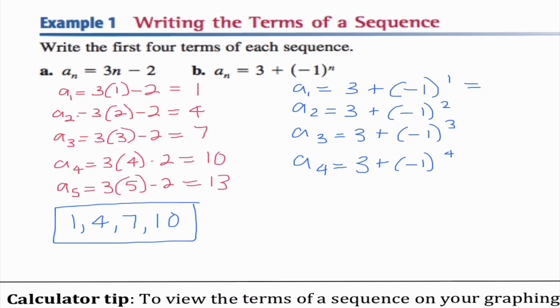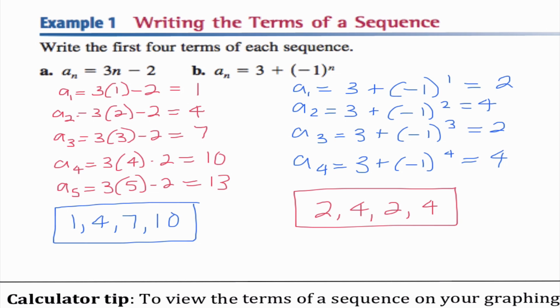So 3 plus negative 1 is 2. 3 plus 1 is 4. 3 plus negative 1 is 2. 3 plus 1 is 4. So this time our sequence would be 2, 4, 2, 4. And this is a type of sequence. It's not arithmetic or geometric. We would just say that this is a sequence.